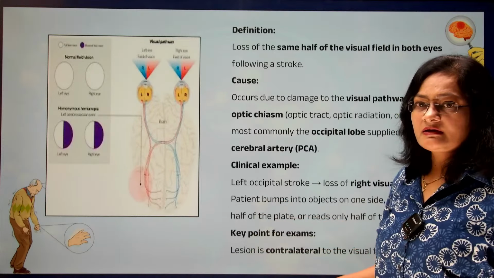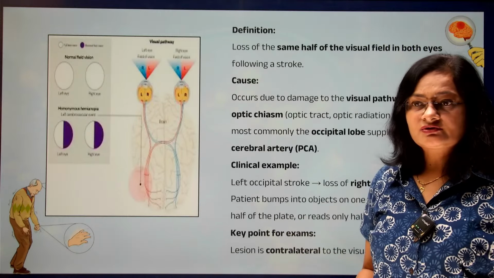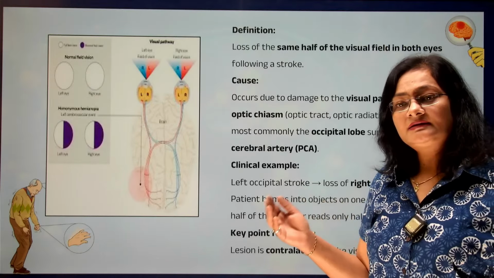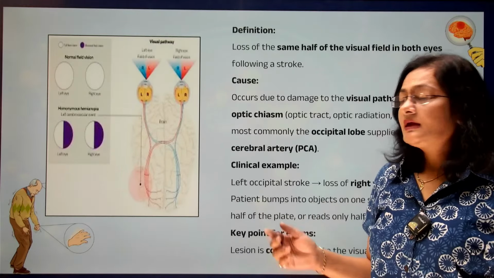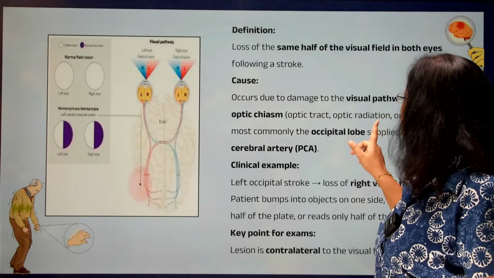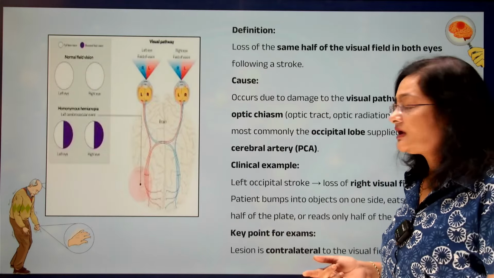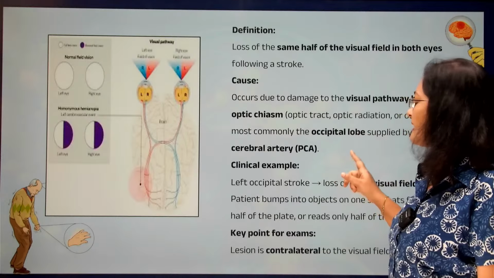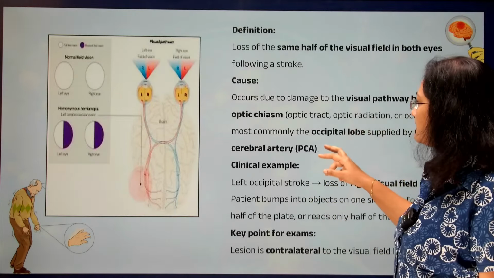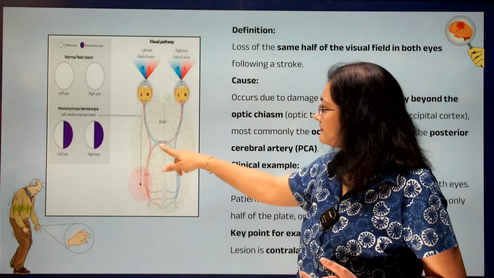So this is something about homonymous hemianopia. As all of you are aware of the visual field, we have two types of visual field: one is the nasal half and the second is the temporal half. In homonymous hemianopia, what happens? The same half of the visual field in both eyes following a stroke will be affected. It occurs due to damage to the visual pathway, at the level of or beyond the optic chiasma. Optic chiasma is the crossing which is seen.